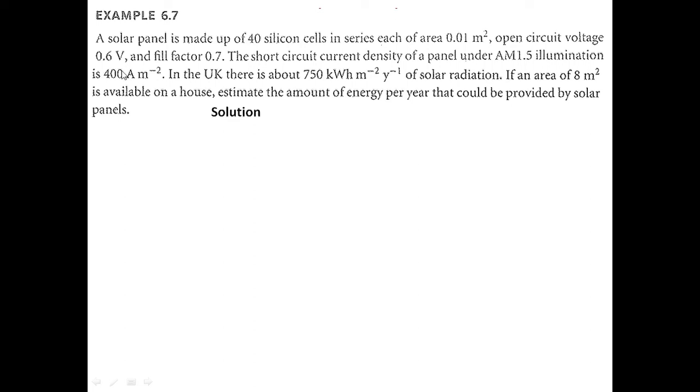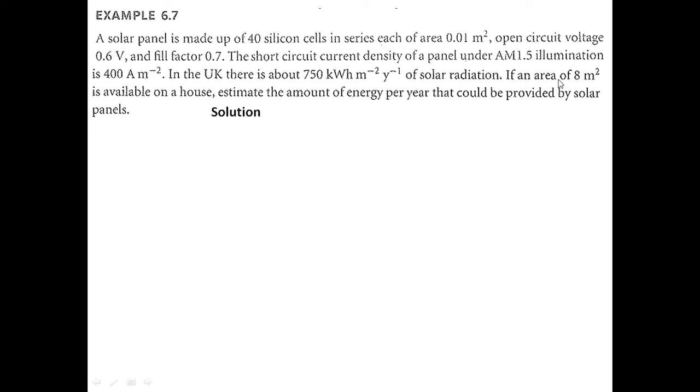Actually, when you use it, you will never get AM 1.5, because it is always less than about 1000 watts per meter square, depending upon your geographical location, weather conditions, seasons, and other things. Now let's consider the practical scenario. In the UK there is about 750 kilowatt hour per meter square per year of solar radiation. This is an average solar insolation calculated considering the weather conditions over the whole year.